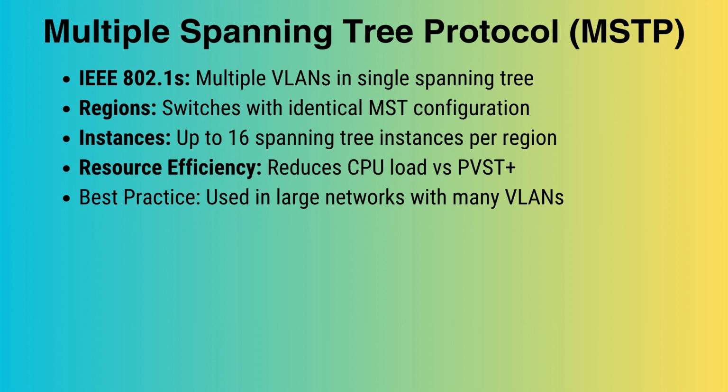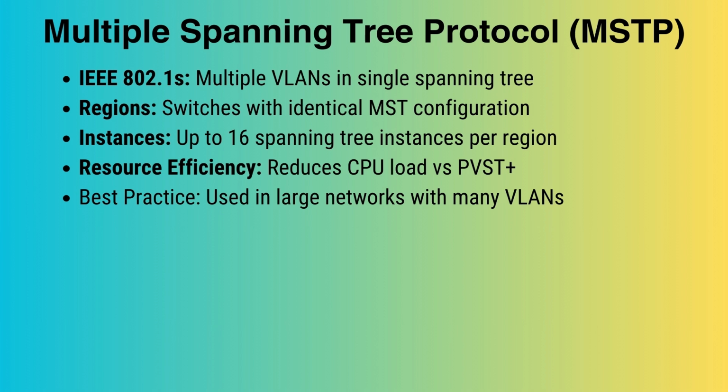Multiple Spanning Tree Protocol, MSTP, is defined by IEEE 802.1s and allows multiple VLANs to be mapped to a single spanning tree instance. This reduces the number of spanning trees required, optimizing the use of network resources. MSTP groups VLANs into instances. Each instance runs its own spanning tree algorithm, allowing for load balancing and efficient use of links.